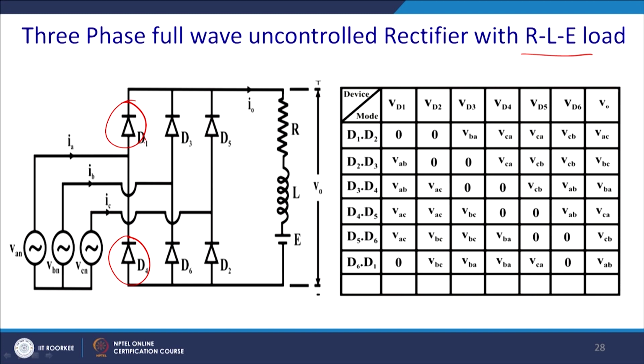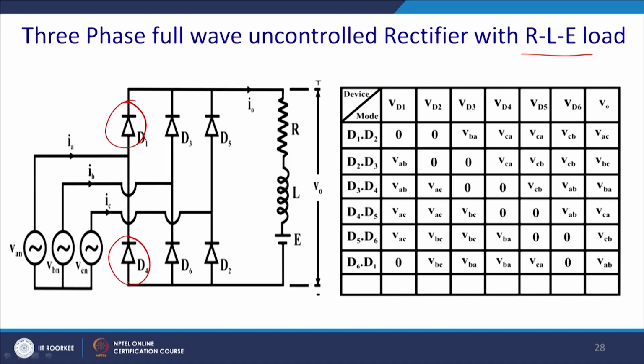So, D1 and D4 will be the first leg, and similarly D3 and D6 will be the second leg, and D5 and D2 will be the third leg. The odd combination will be the upper one, so D1, D3, D5 and D4, D6, D2. If you name it this way, then you will find that this sequence will come.